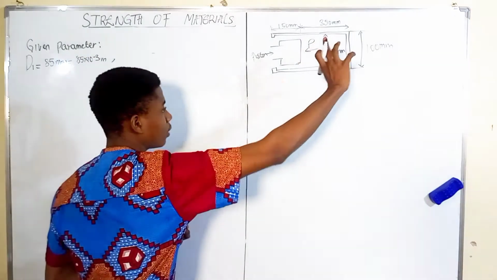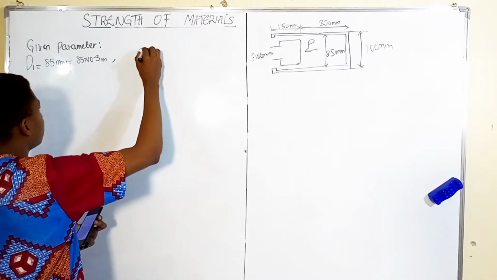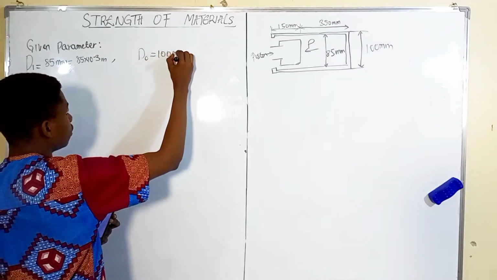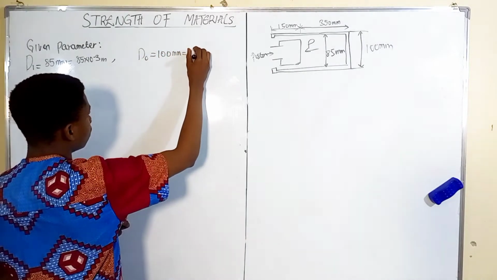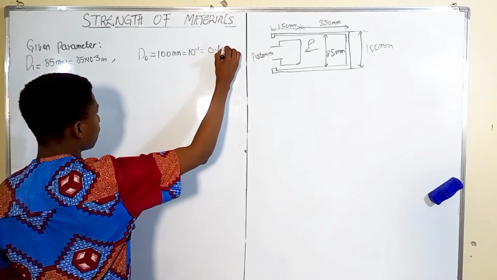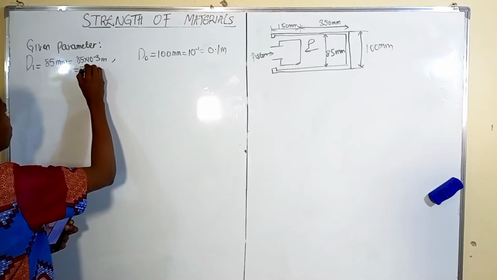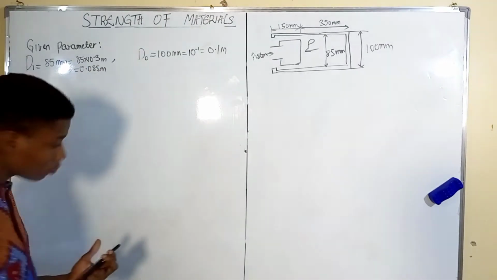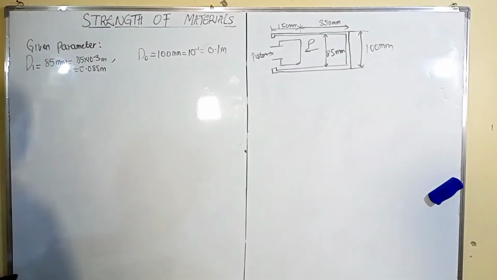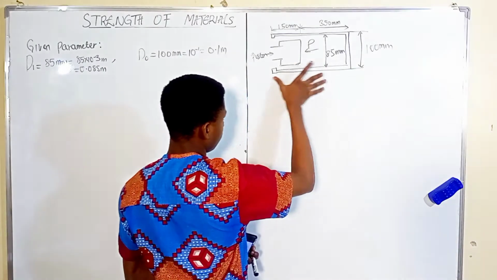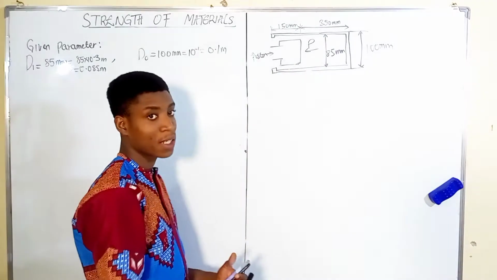We have our external diameter. This is internal. We have our external diameter to be 100 millimeters, which is 10 raised to the power negative 1, which is 0.1 meters. So this can be 0.085 meters. So we have that. Now take note, they say that the total length of the piston is 500 millimeters.